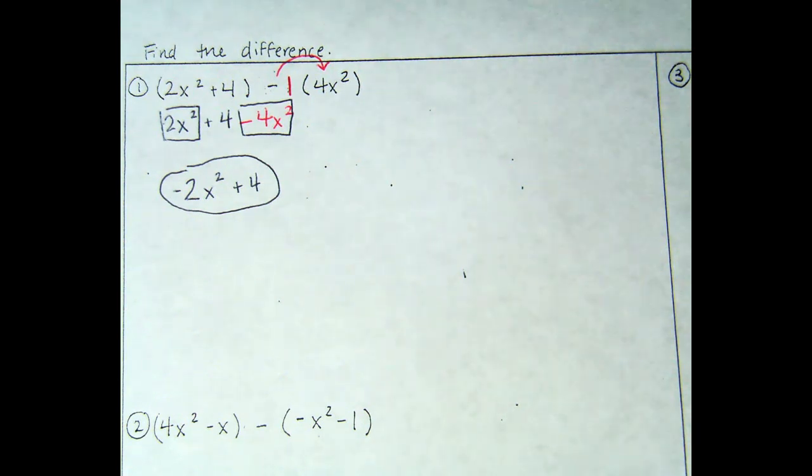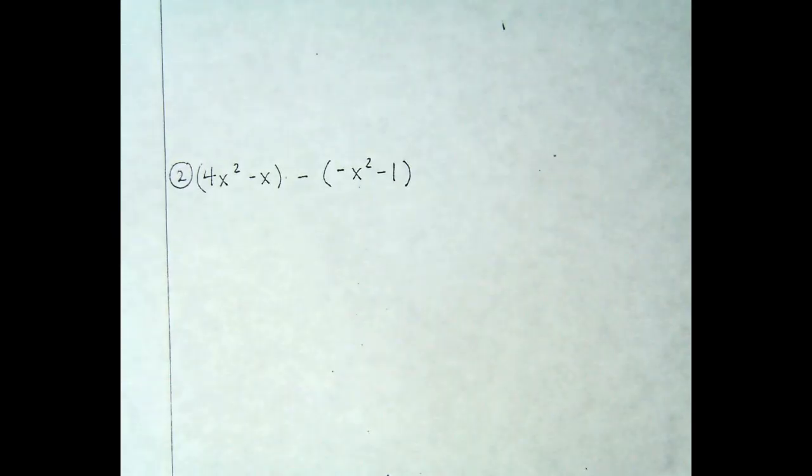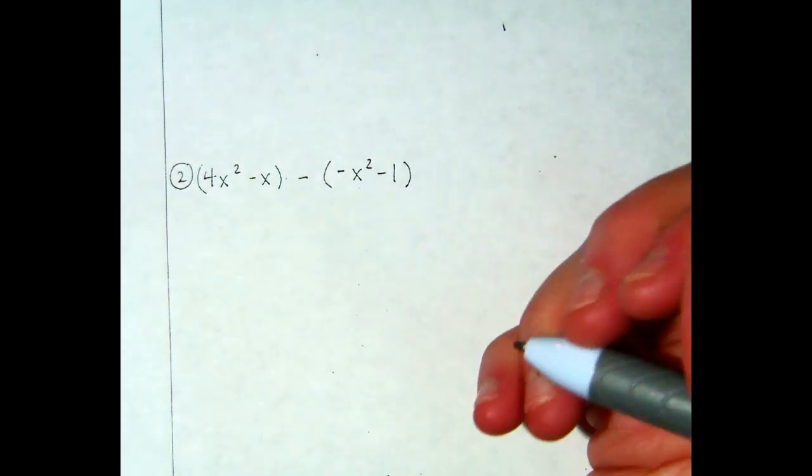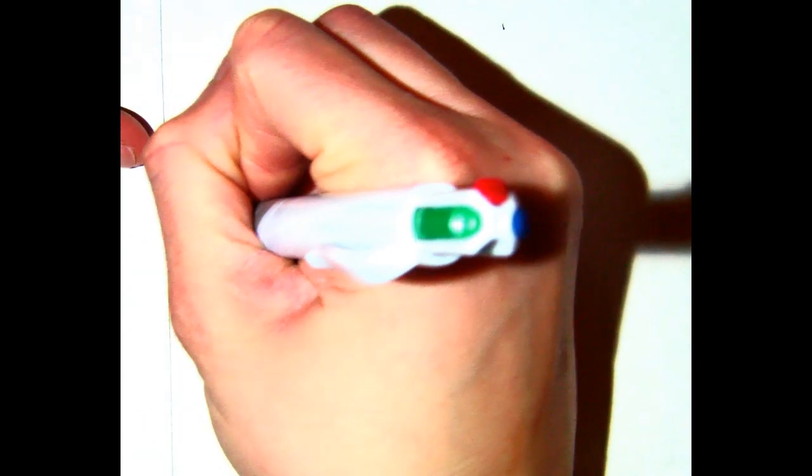I'm going to look at number 2. Remember, if it helps you to highlight the like terms, maybe pull out your highlighter. Number 2. Is there anything in front of the first set of parentheses? So what am I going to do with it? Bring it down.